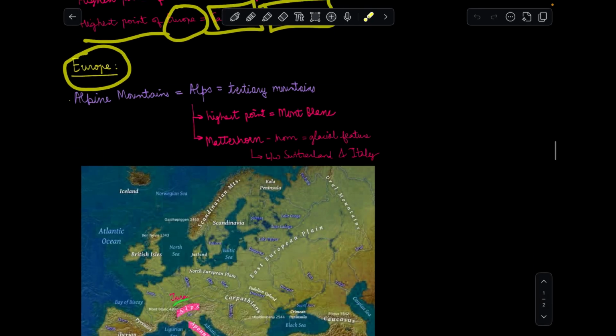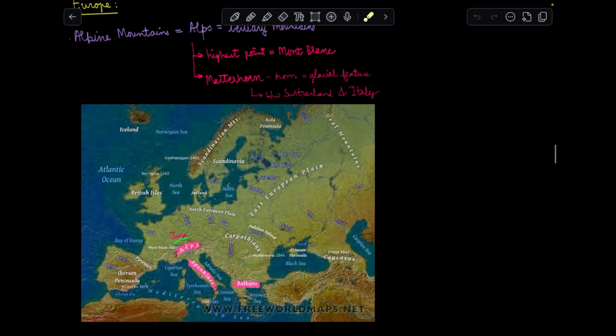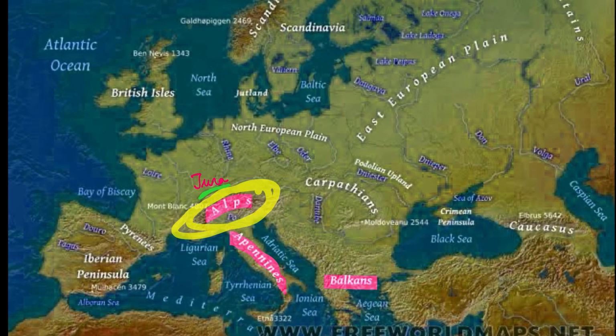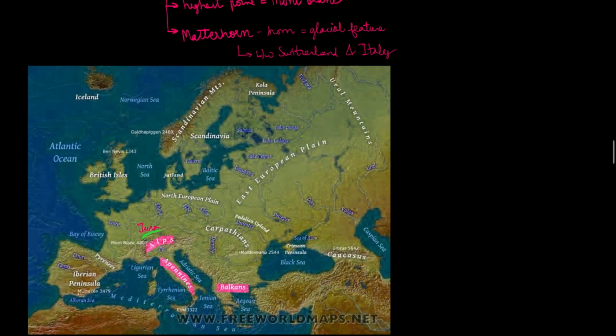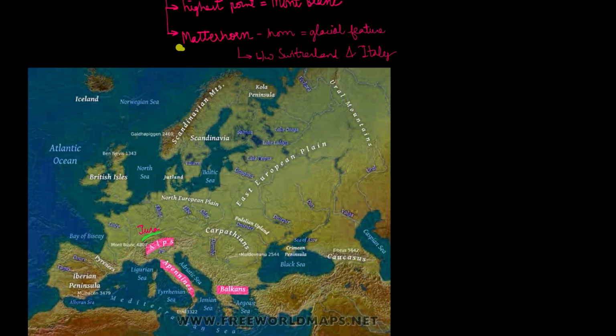Moving to Europe, the Alpine Mountains or the Alps. These are the tertiary mountains. The highest point is Mont Blanc. So these are the Alps over here. Within the Alps there is the Matterhorn, which is a glacial feature, and it is between Switzerland and Italy.